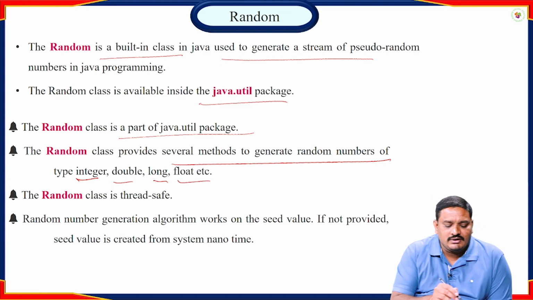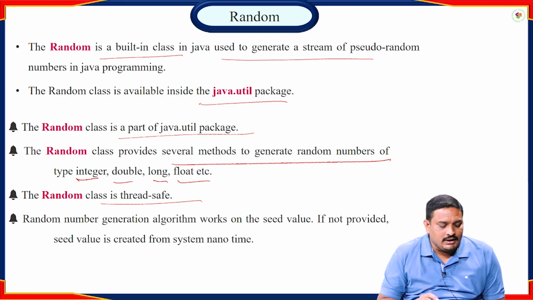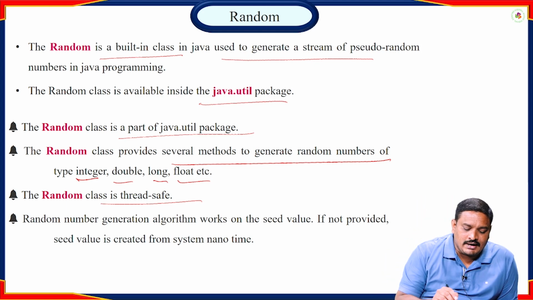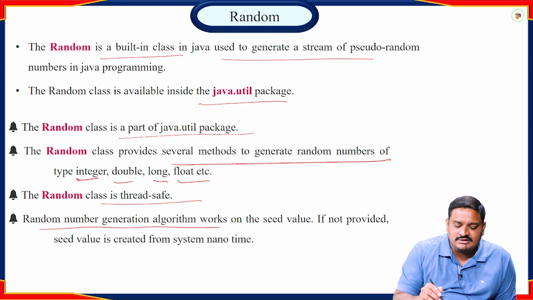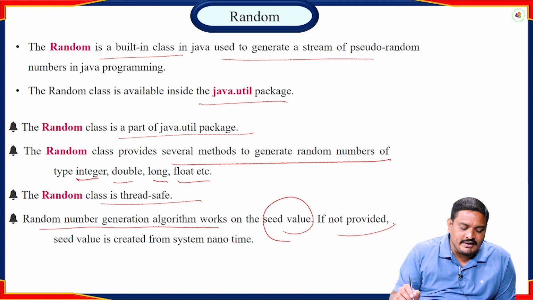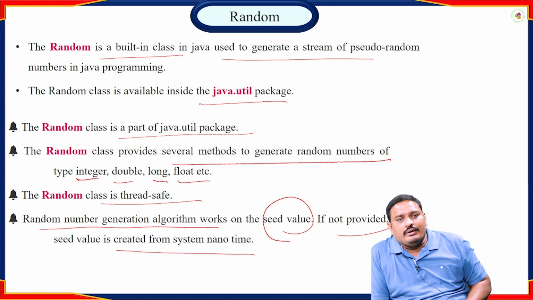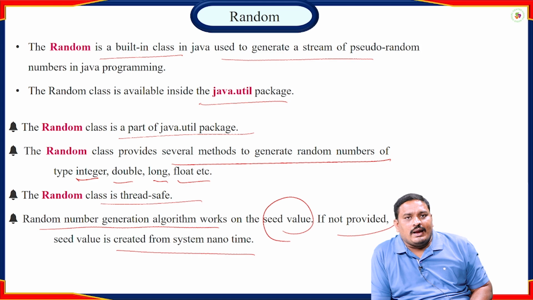The next point is that the Random class is thread-safe. One more important thing is that the random number generation algorithm uses a seed value. If it is not provided, the seed value is created from the system's nano time. That is the Random class.